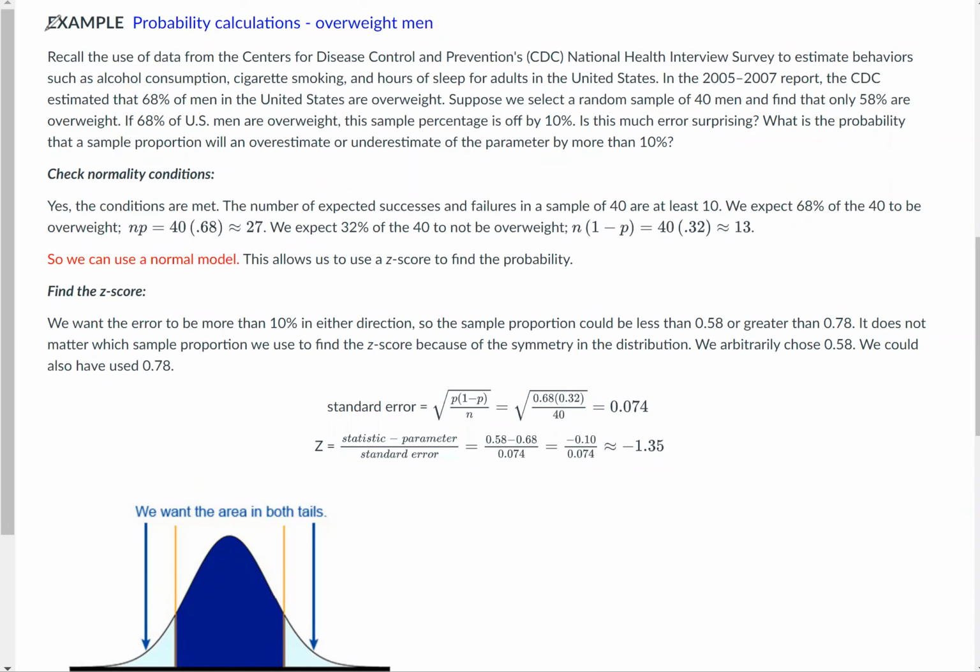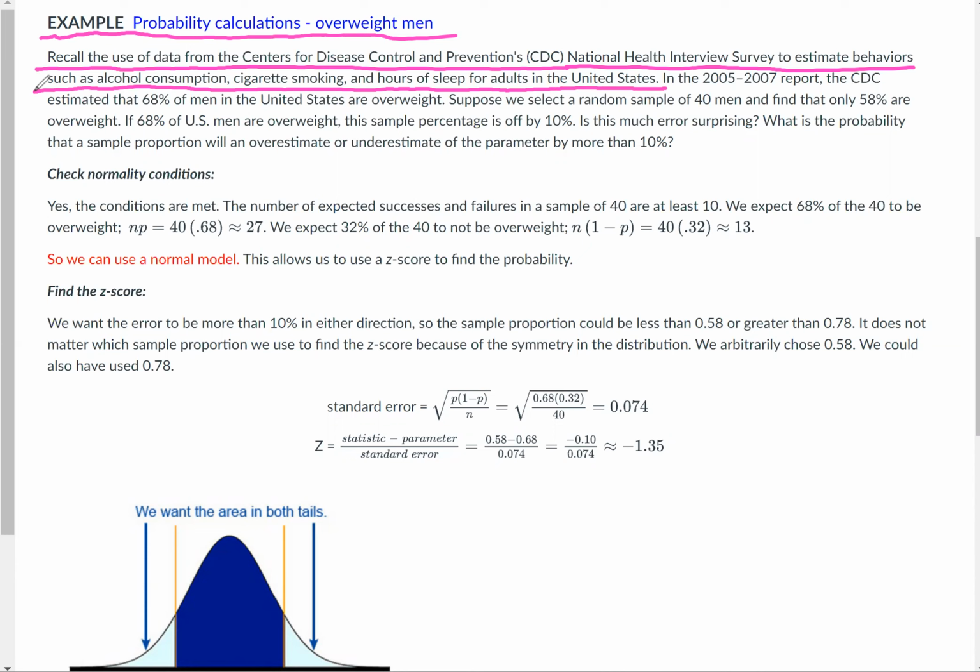Now let's look at a new example. Probability calculations, overweight men. Recall the use of data from the Centers for Disease Control and Prevention, the CDC, National Health Interview Survey to estimate behaviors such as alcohol consumption, cigarette smoking, and hours of sleep for adults in the United States. In the 2005 to 2007 report, the CDC estimated that 68% of men in the United States are overweight.